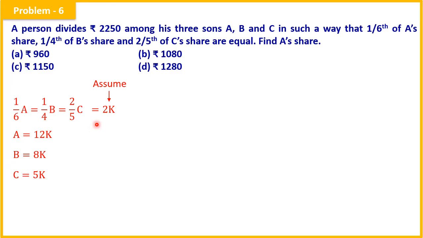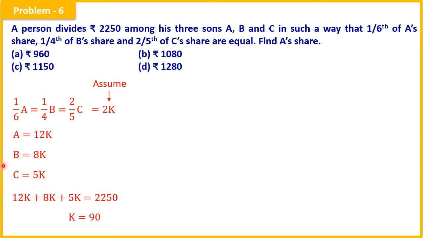This is the reason why I have taken here 2k. इससे क्या है कि ये जो न्यूमरेटर में 2 है वो इससे कैंसल आउट हो जाता है और अपने को कोई फ्रैक्शन नहीं मिलता यहां पर. Okay. Now we got the share of A, share of B and share of C in terms of k. So addition of 12k, 8k and 5k is equal to the total amount, that is 2250. So 25k is equal to 2250 and k will come out to be 90.